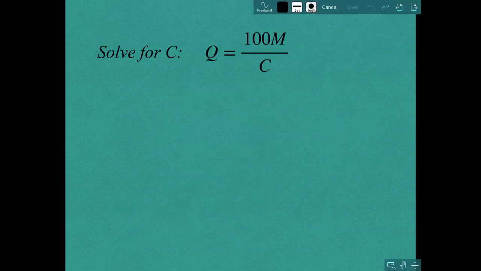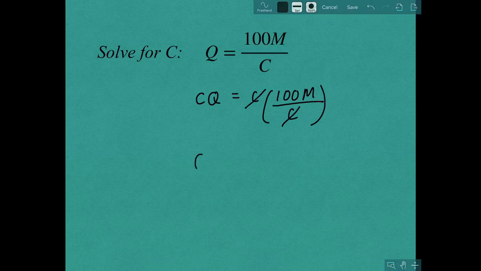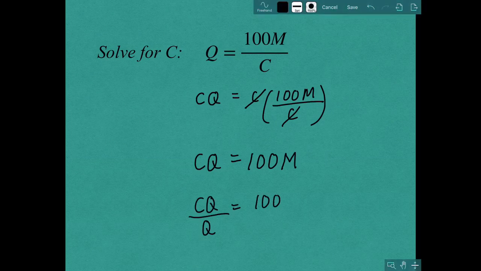To solve for c, we need to isolate c, but here we have c on the denominator. So probably the easiest thing to do would be to multiply each side by c to get rid of having any fractions. C cancels with c, and we have cq equals 100m. Then, to get the c all by itself, we can divide each side by q, and we get c equals 100m all over q.